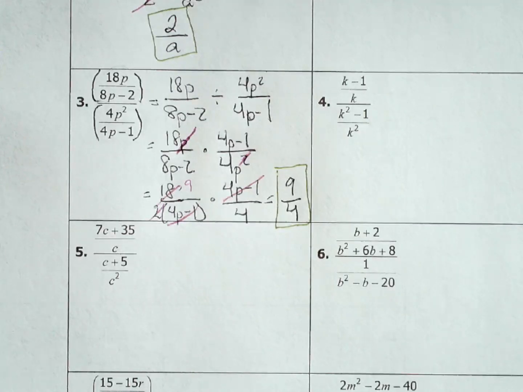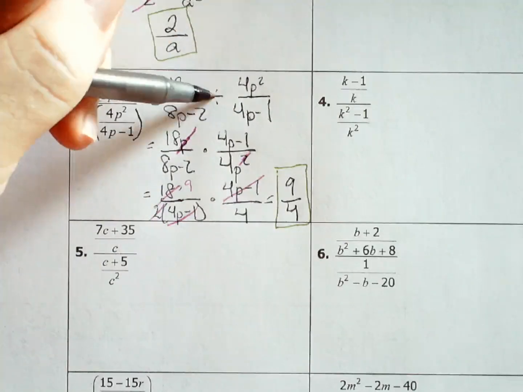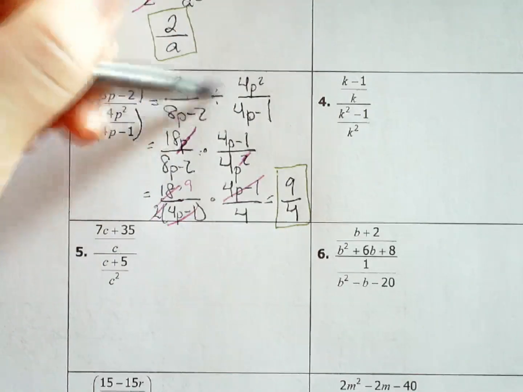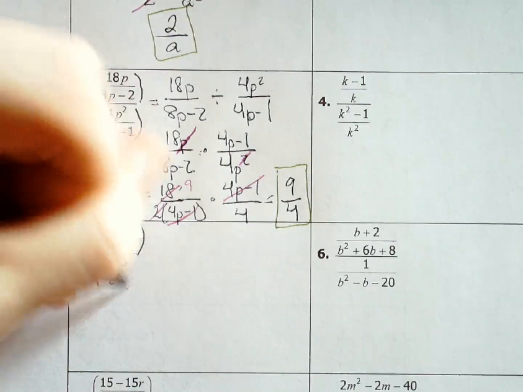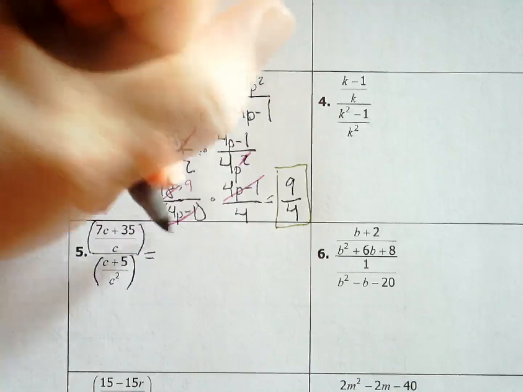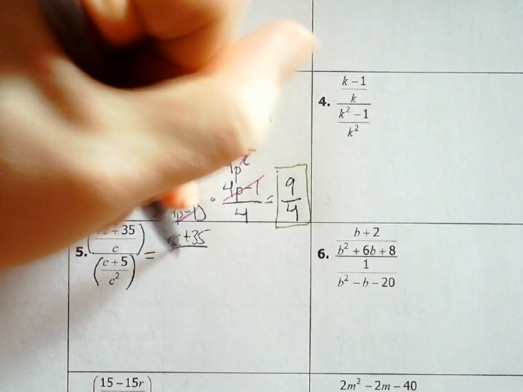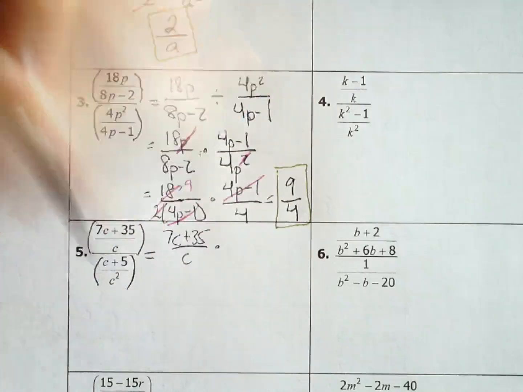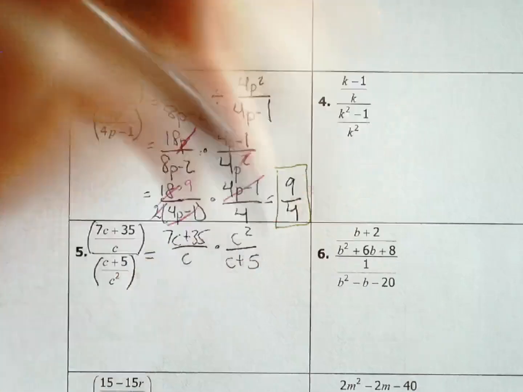All right, next problem number 5. Now from now on, I'm not going to write the division step right here before I change it to multiplication. I'm just going to go right to the multiplication step because you should be able to manage flipping that in your head. So I have 7c plus 35 over c times, flipping this bottom fraction, c squared over c plus 5.